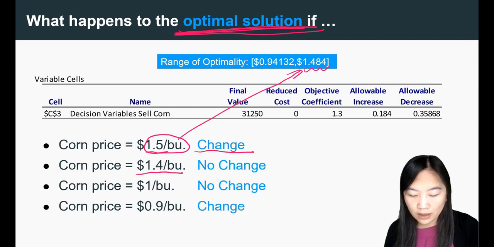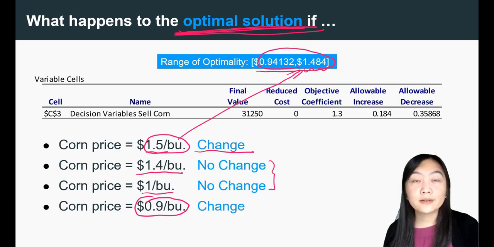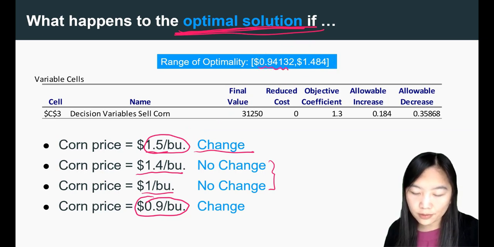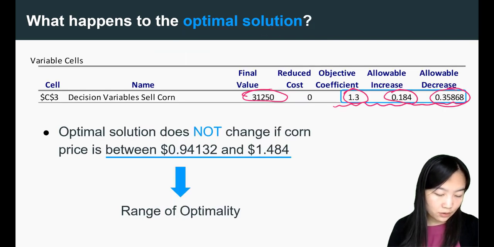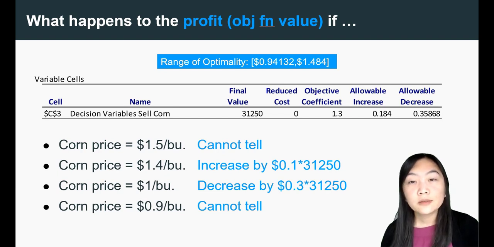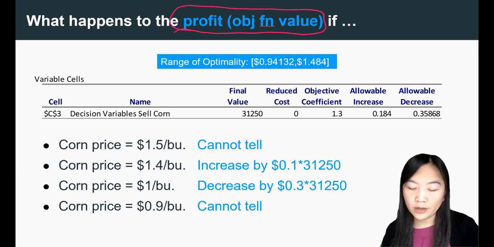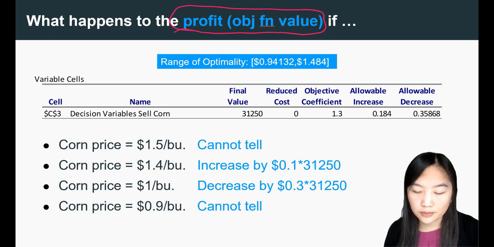And if it's 1.4 and 1, they are both within this range. So your optimal solution does not change. And what if it's 0.9? If the price is 0.9, it's out of this range. It's smaller than the lowest price that's allowed, and your solution will change. Then, based on the information, you can answer the question of what happens to the profit, which is the objective function value.